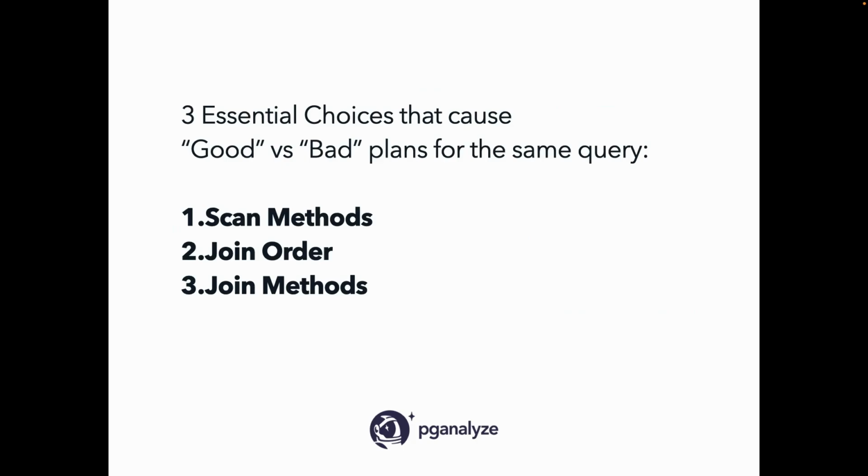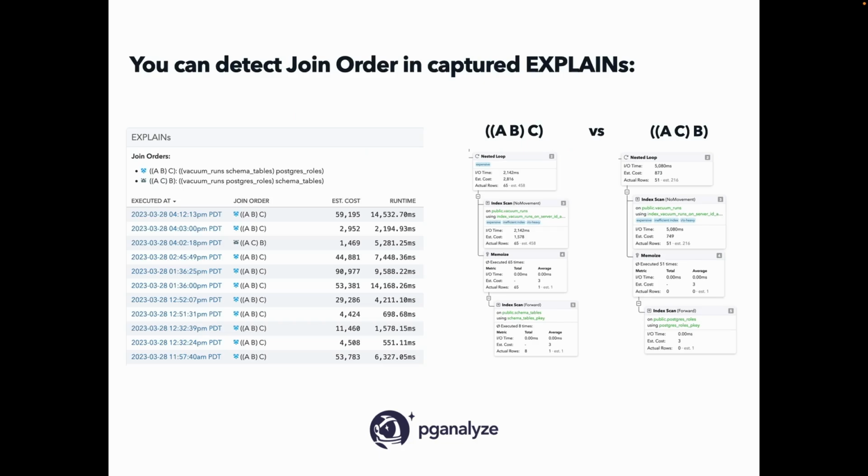And in my experience, there are 3 really important choices that the planner makes that influence a good versus a bad plan, which are the scan methods, right? So index scan, and which index, sequential scan, these kinds of things. The join order, and the join methods: nested loop versus merge join versus hash join.